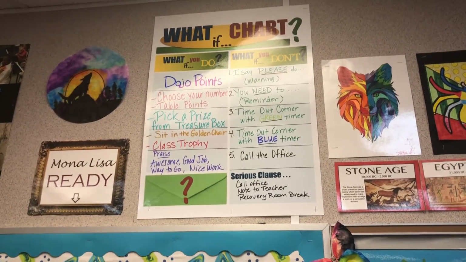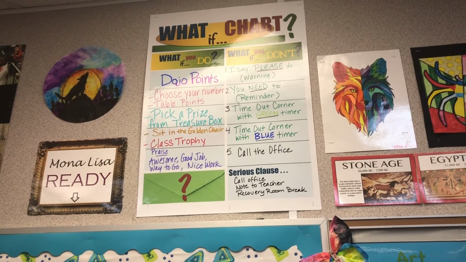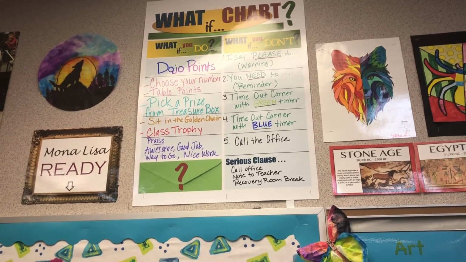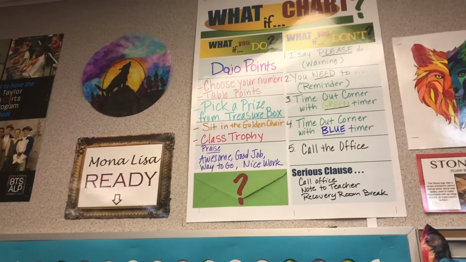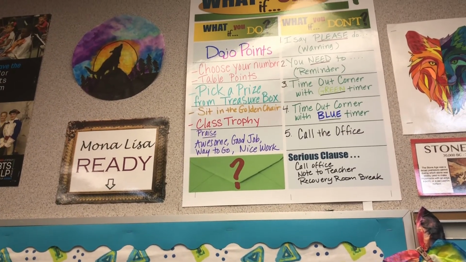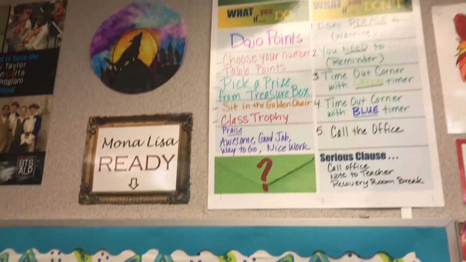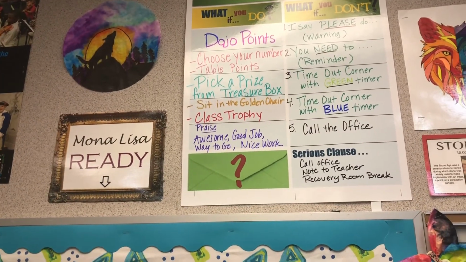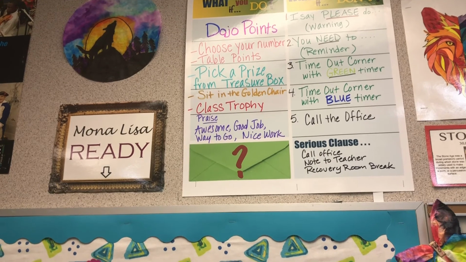Okay friends, this up here is the what if chart, and this has to go along with the classroom SOAR expectations. So first of all, what if you do follow the expectations and you're on your very best behavior? Well, for one thing, you can get dojo points, which are awesome because you can go to the dojo store and get cool things.